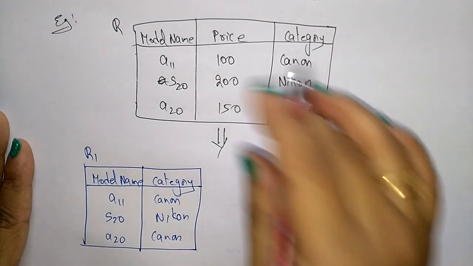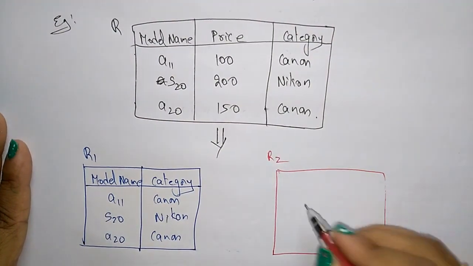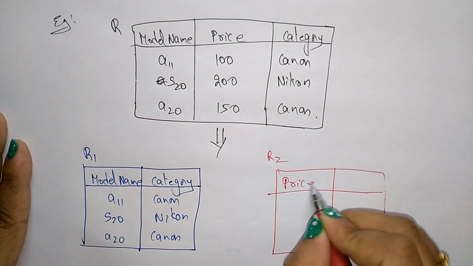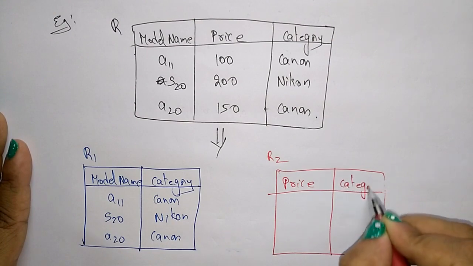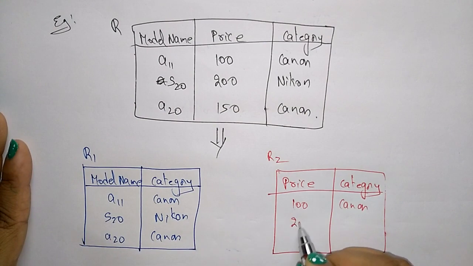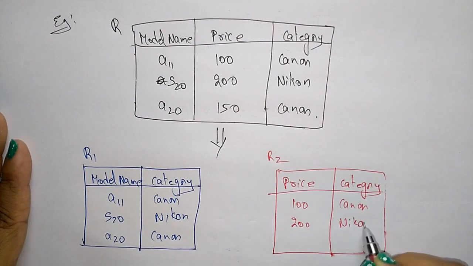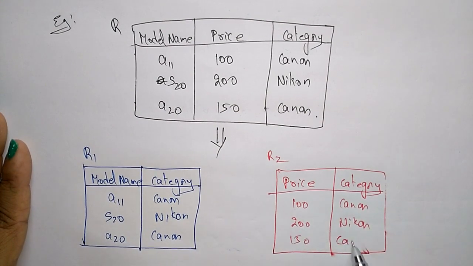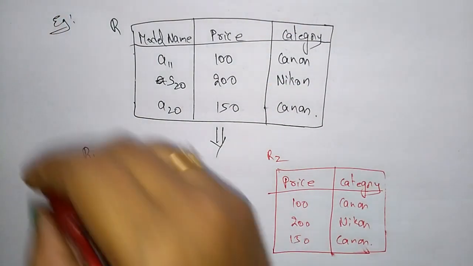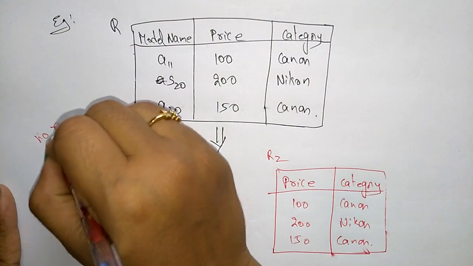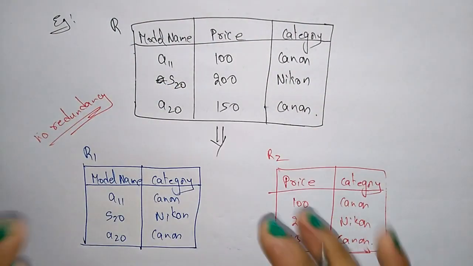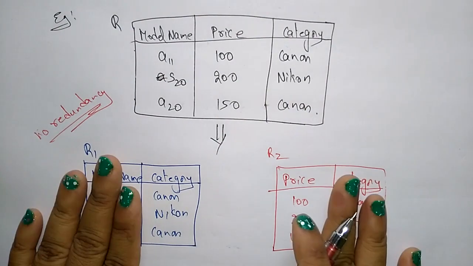I decompose this table into two relations, R1 and R2. R2 has price and category: 100 Canon, 200 Nikon, 150 Canon. So up to here it is okay. I reduced the problem of redundancy, so now no redundancy is there, by decomposing the table.